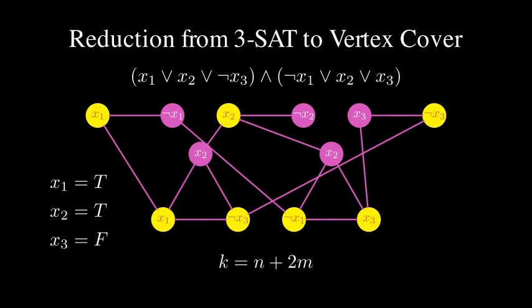Since all the edges that connect the clause triangles to the variable pairs are covered, there must be at least 1 literal in each clause that is true. Otherwise, we would need to include all 3 vertices in the clause triangle to cover the edges. This completes the proof, and we conclude that the vertex cover problem is an NP-complete problem.